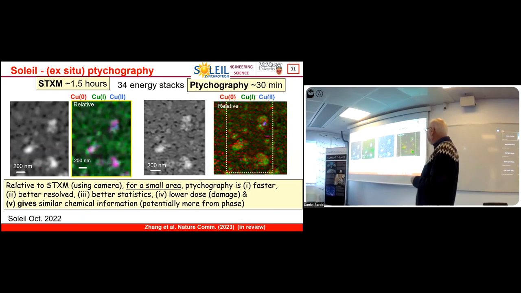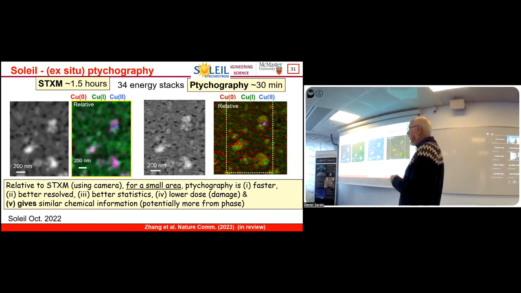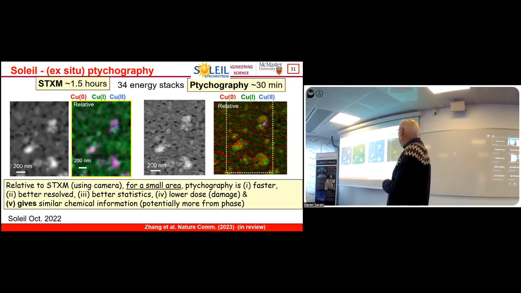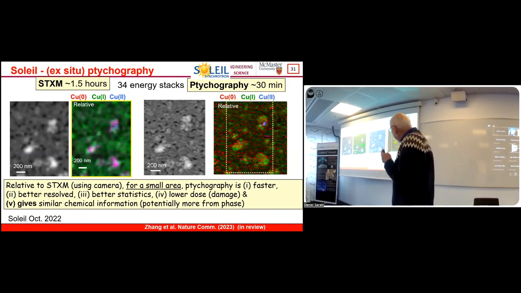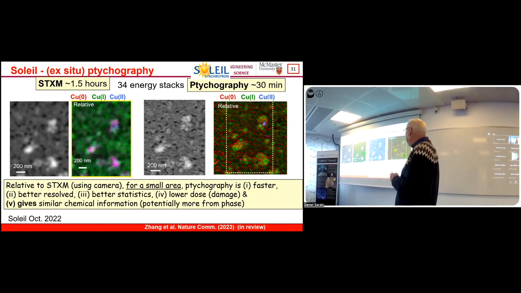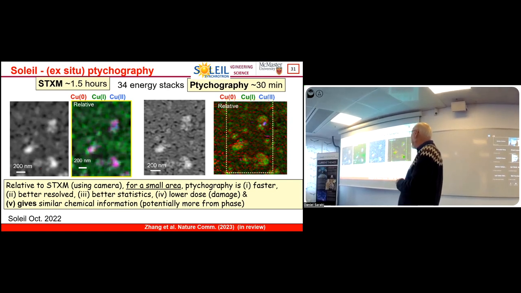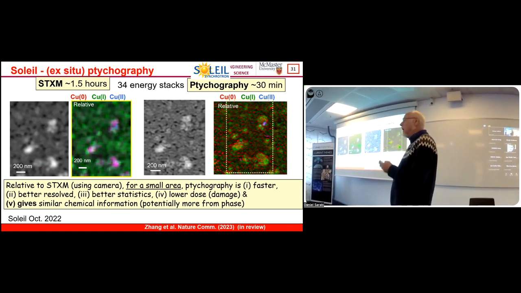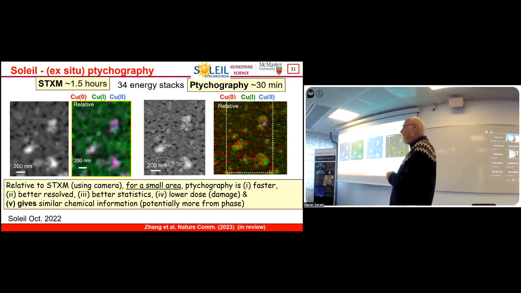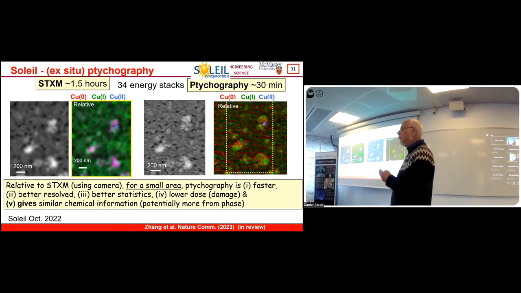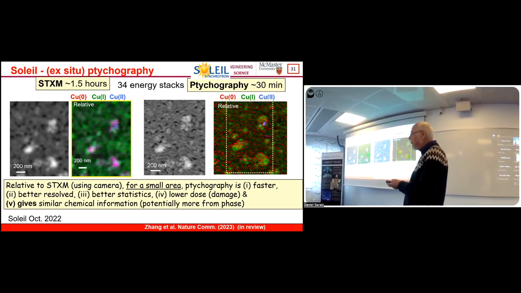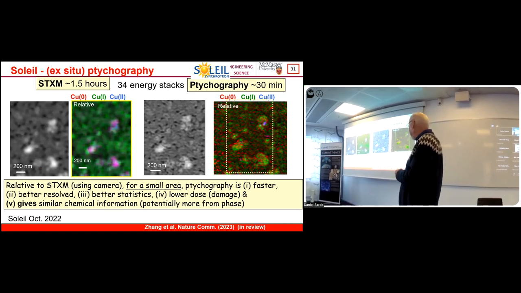So again, we did the ex situ, i.e. dry, ptychography. Again, we got very nice results. I'm not going to belabor this, but at that particular installation, you could convince yourself that if you're looking at a one-by-one area, the ptychography as done there is 3 to 4 times faster than the STXM, mostly because the STXM is not that efficient. Obviously, you get better resolution, but you also get better statistics. You're putting a lot more photons through your sample.